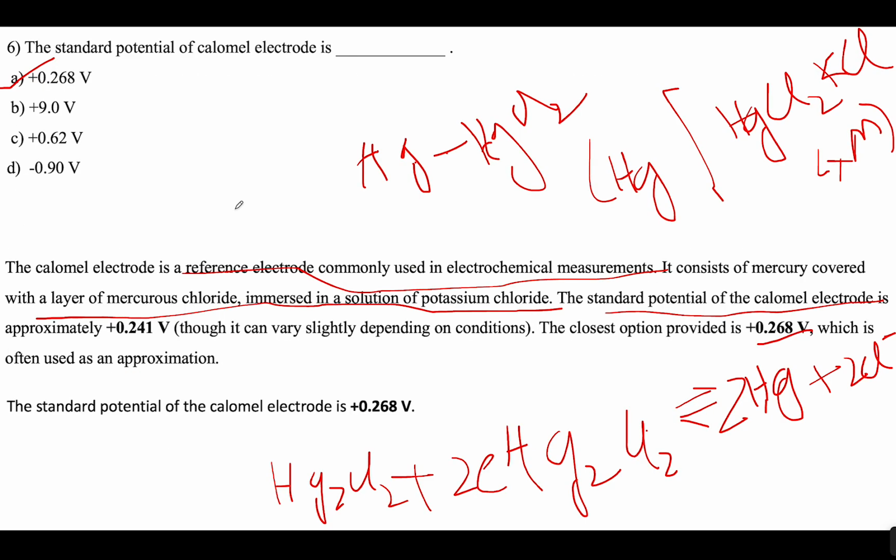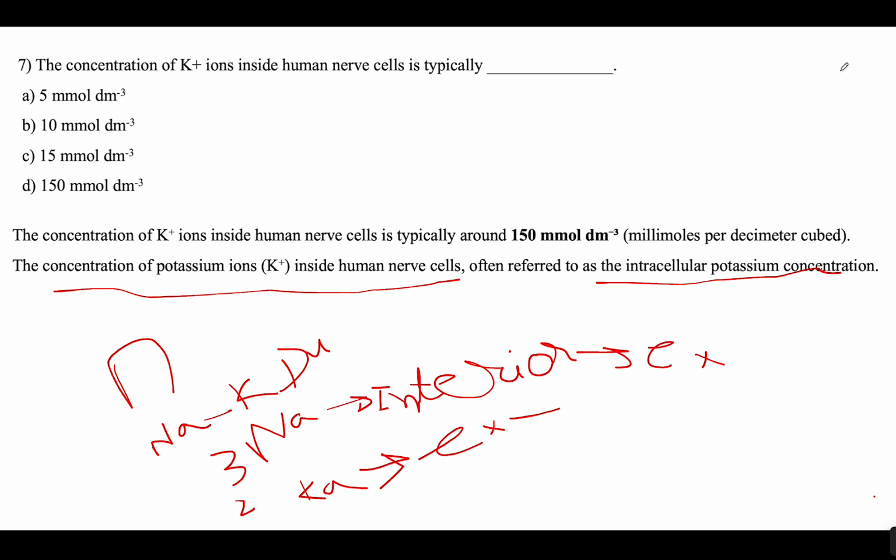Now moving to the next question. The standard potential of the calomel electrode is 0.268 volt. Now question 7 is the concentration of K plus ion inside the human nerve cells. Typically there are four options: 5 millimole per decimeter cube, 10 millimole per decimeter cube, 15 millimole per decimeter cube and 150 millimole per decimeter cube. The correct option is option D, 150 millimole per decimeter cube.